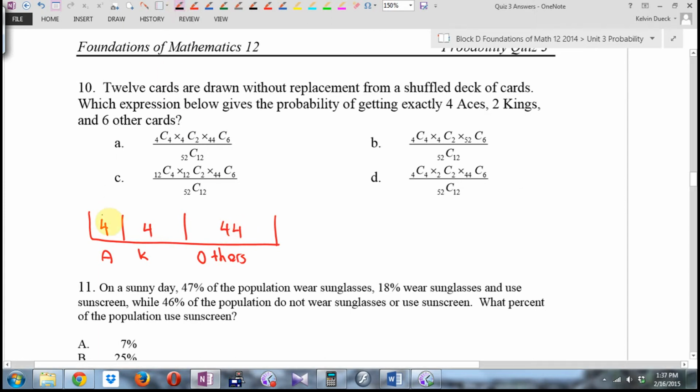And it's going to be, we want all 4 aces, 2 kings, 6 others. Is it B? No. B is wrong because of that 52 there. Is it A? I got to look carefully here. Yeah, okay, that's wrong. That's wrong. Yeah, it's got to be A.